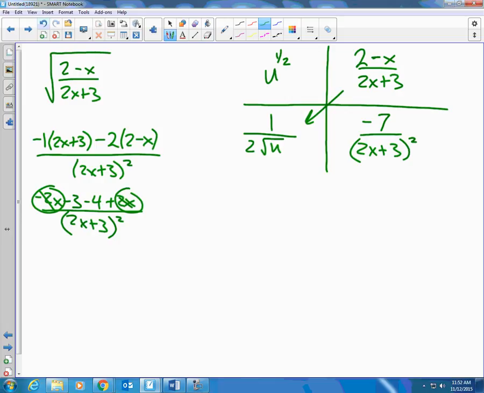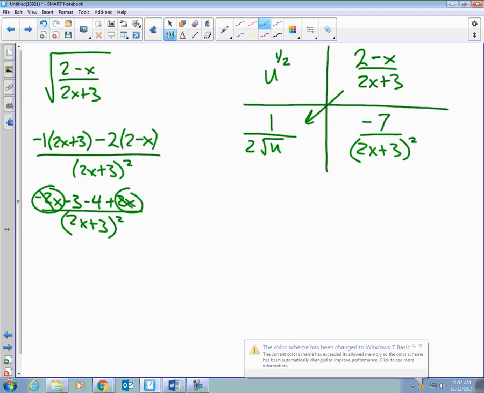Could be kind of icky, huh? Can you see it? You see it's going to get bad? Because you're going to put a fraction into the denominator, aren't you? You got a fraction in the denominator. That's called a complex fraction.